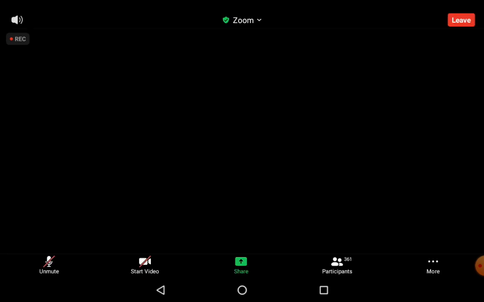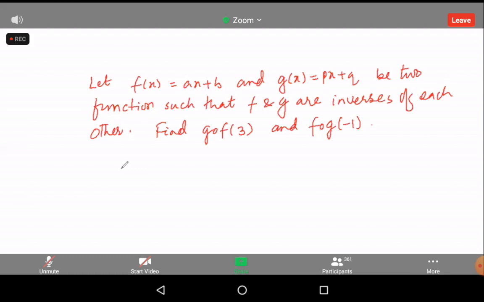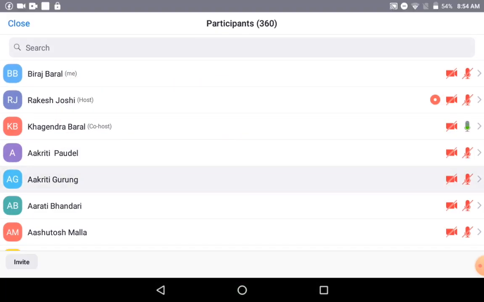In this problem, it is given that f of x is equal to ax plus b and g of x is equal to px plus q are two functions such that these are inverses of each other. If these two functions are inverses of each other, then their composite is an identity function. So g naught f of x is equal to x.